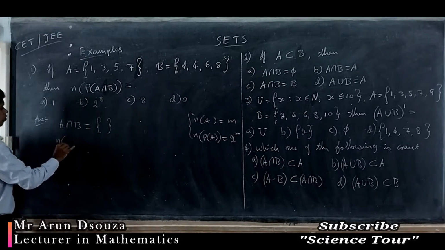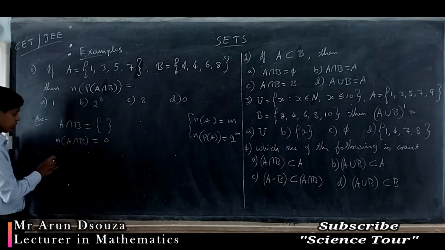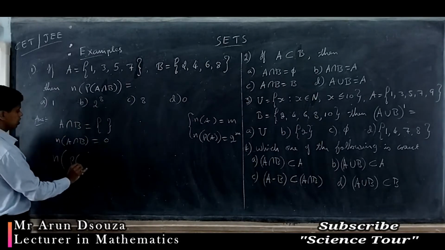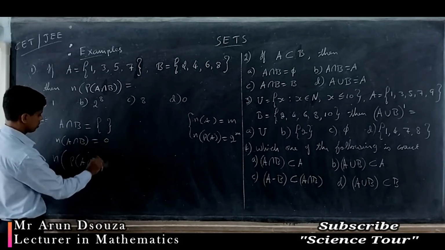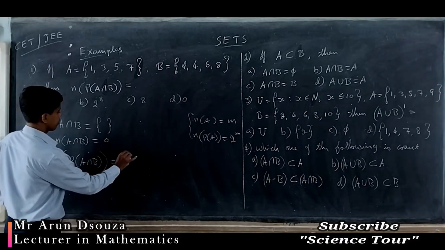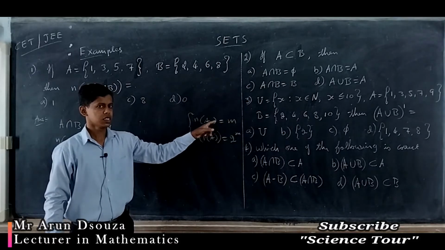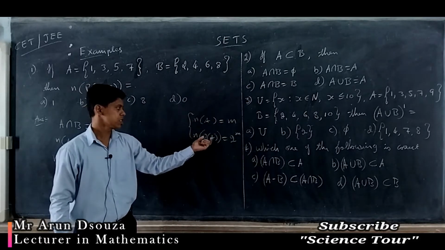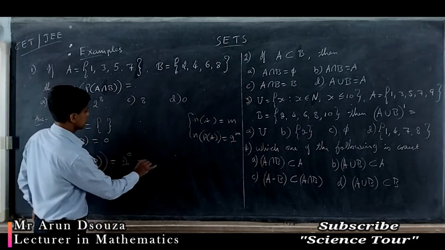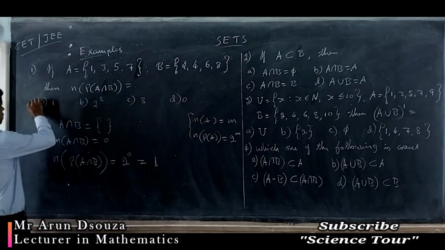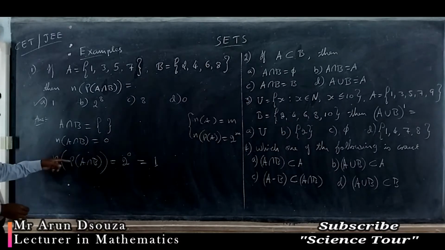Now what is number of elements in the intersection? You don't have any elements, therefore it is 0. Now what is number of elements in the power set of intersection? The formula is 2 raised to m. Now m is 0. Correct? So number of elements in the set A, if it is m, the number of elements in the power set of A is 2 raised to m. Now m is 0. So this is 2 raised to 0, which is 1. Okay, so 1 is the right choice using the formula.